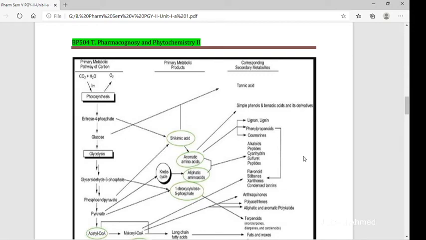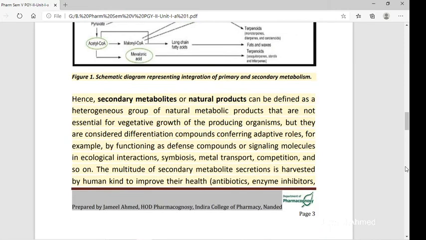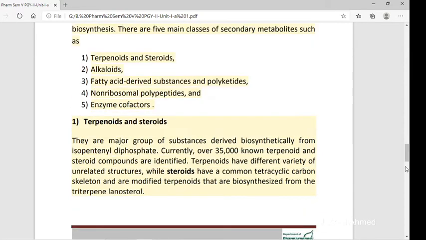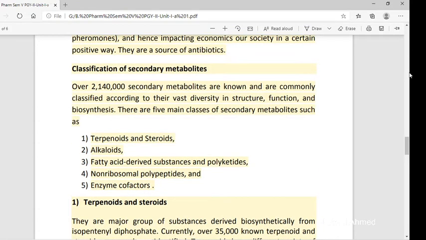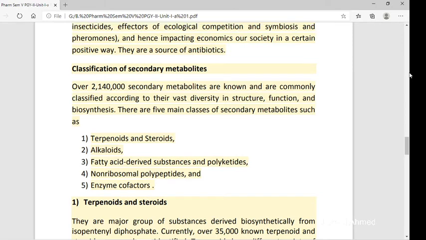Now come to the classification of secondary metabolites. There are 5 main classes. Number 1, terpenoids and steroids. Second, alkaloids. Third, fatty acid derived substances and polyketides. The fourth one, non-ribosomal polypeptides, and fifth, enzyme cofactors that play an essential role.